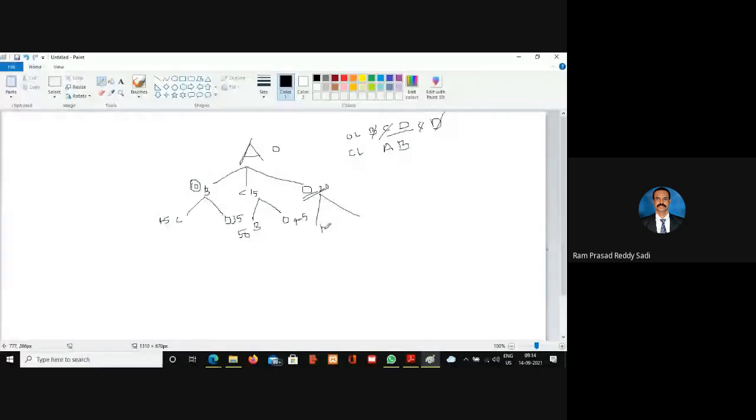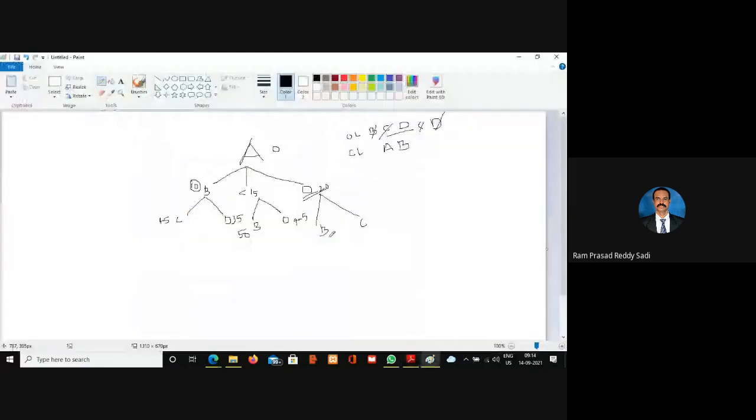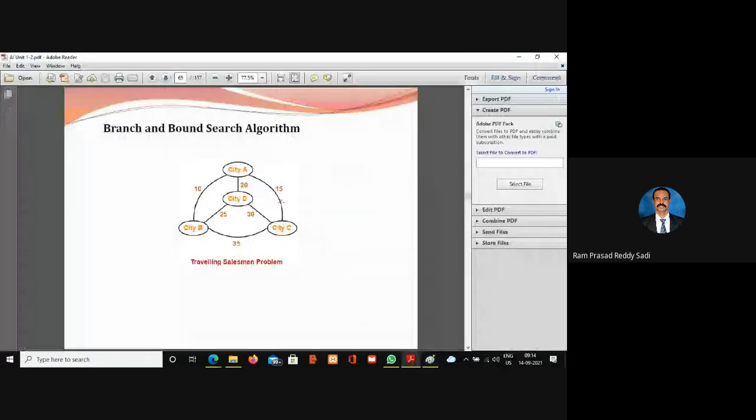Consider their successor nodes will be B and C. Now find out the heuristic value. What's the heuristic value for this? You need to consider D to B and then D to C. D to B, it is 25. So it is 20 plus 25, 45. Next, heuristic value D to C. D to C it is 30. 30 plus 20, it is 50.